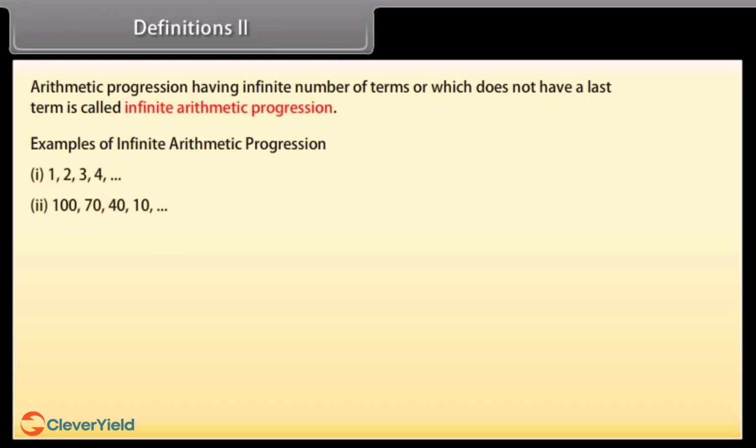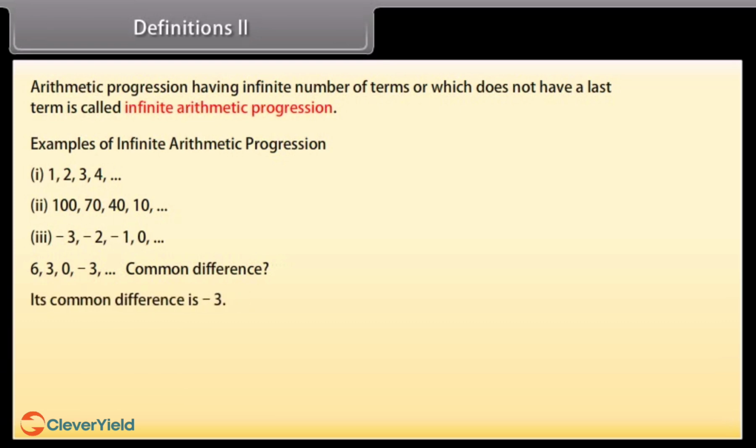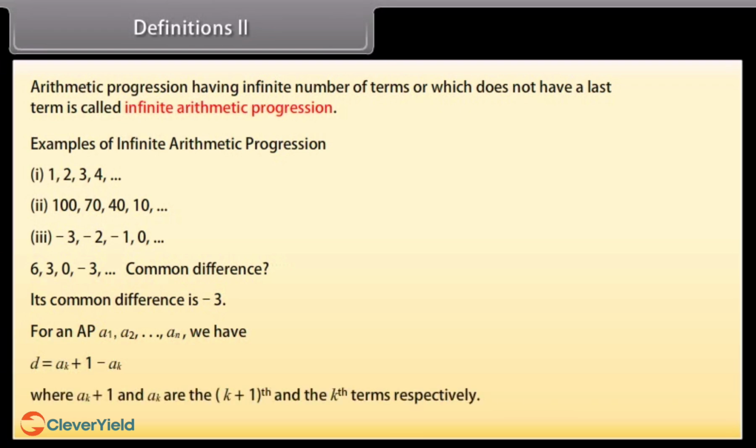Look at this sequence now. Can you tell its common difference? Yes, you're right. Its common difference is minus 3. In general, for an AP, A1, A2, and so on till AN, we have D as A(k+1) minus Ak, where A(k+1) and Ak are the (k+1)th and the kth terms respectively.